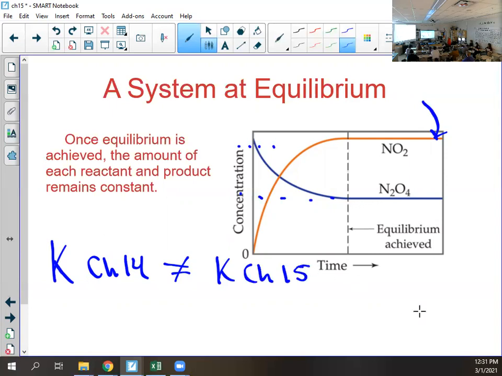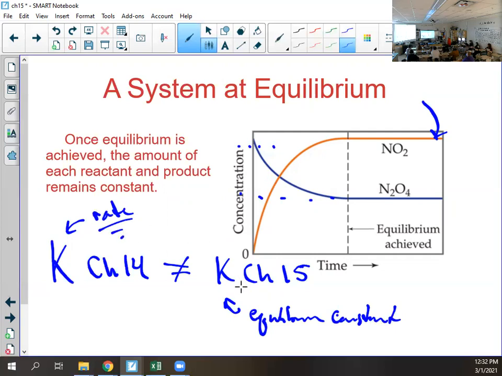Now, I know it's dumb. We're going to learn a lot of Ks. We're going to learn a lot of them. Chapter 14 is the rate constant. Chapter 15, it's the equilibrium constant. Now, the equilibrium definitely has to do with the rate, but the Ks have absolutely nothing to do with each other, pretty much. Okay, so that gets a little confusing.